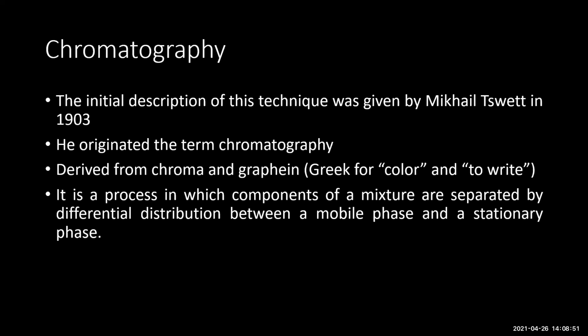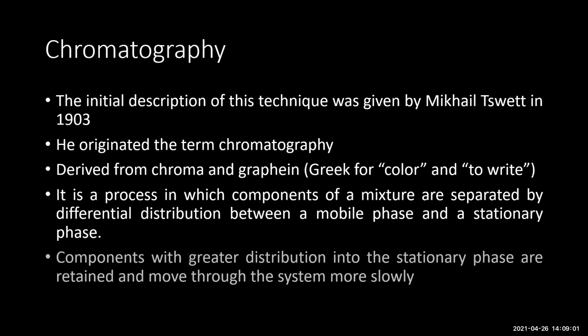two important components of chromatography. Number one, a mobile phase, and second one, stationary phase. Components with greater distribution into the stationary phase are retained and move through the system more slowly. Anything that has a higher distribution value in the stationary phase will be retained within the phase and will move through this chromatographic system more slowly compared to the ones where the movement is very fast.